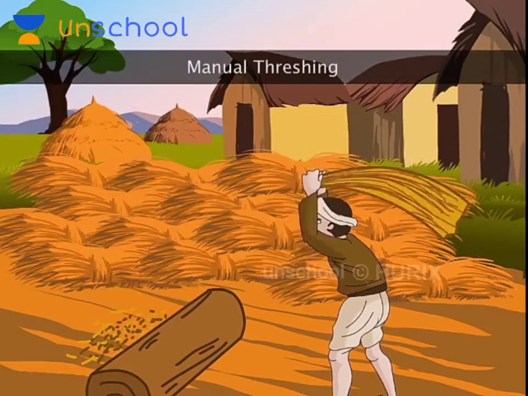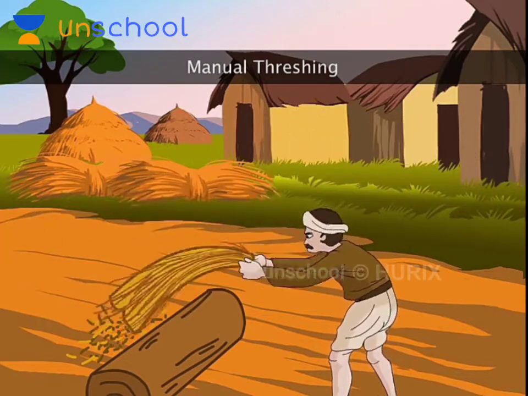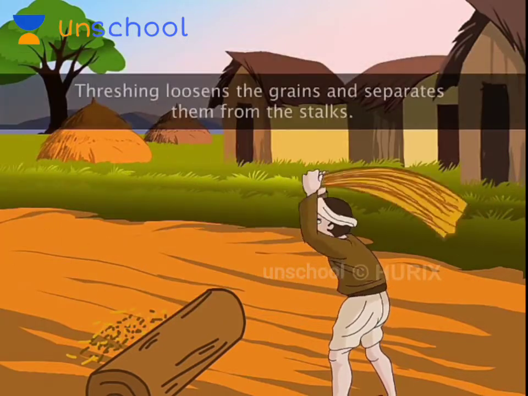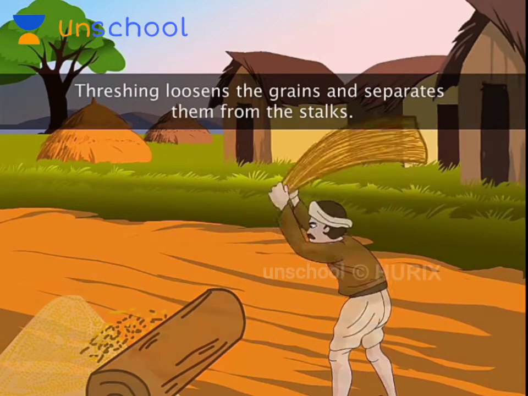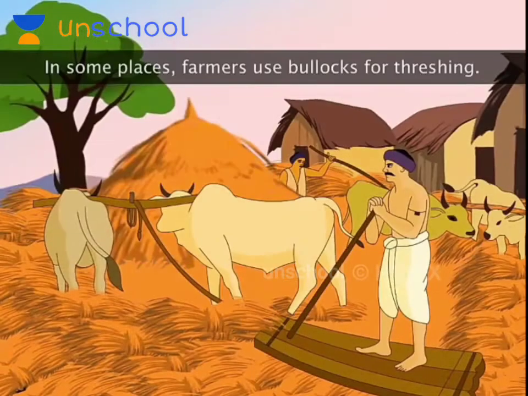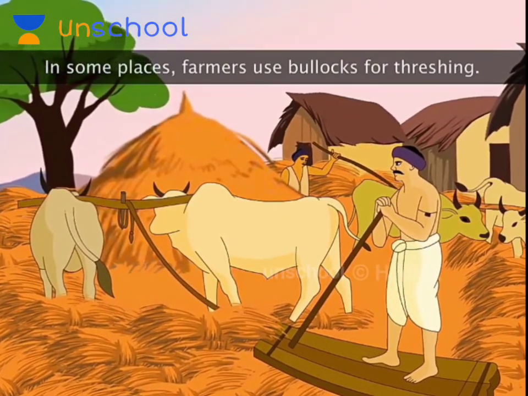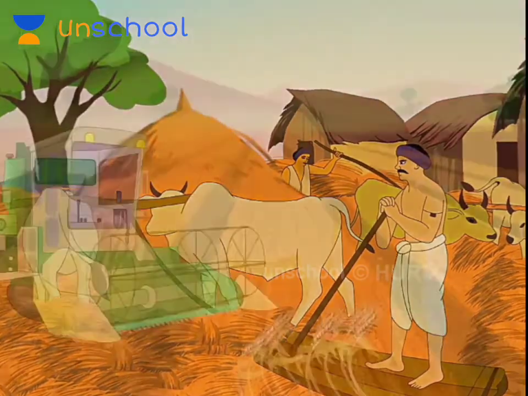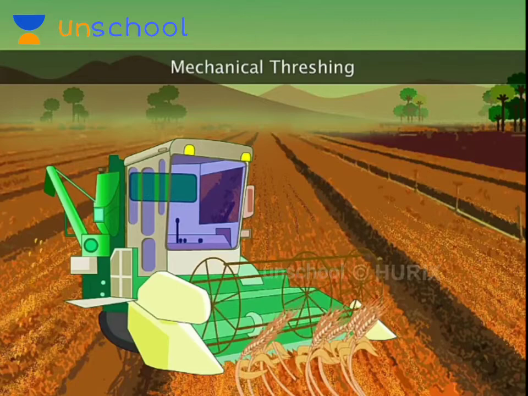In manual threshing, a pile of dried stalks is beaten on a rock or other surface. This loosens the grains and separates them from the stalks. In some places, the farmers use bullocks to thresh the harvested stalks. Mechanical threshing involves the use of a machine called a thresher.